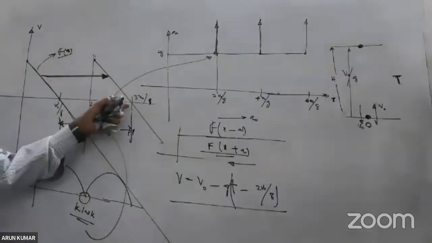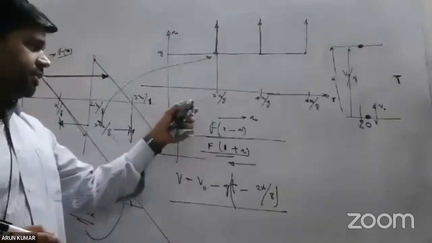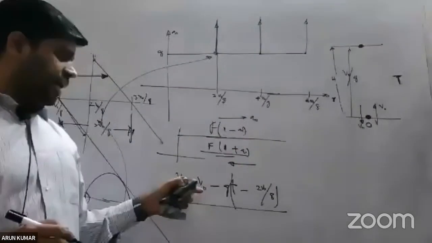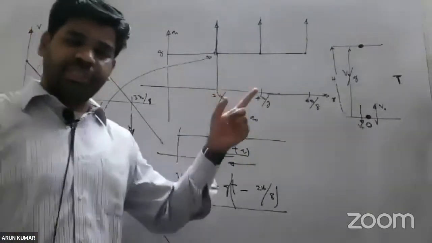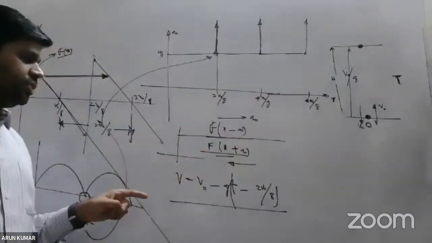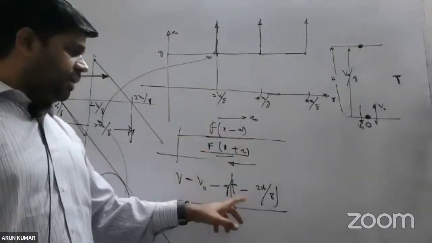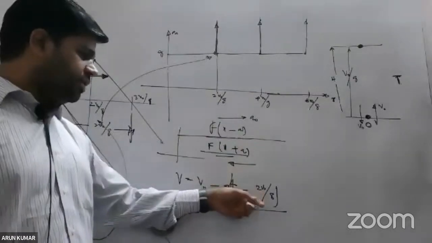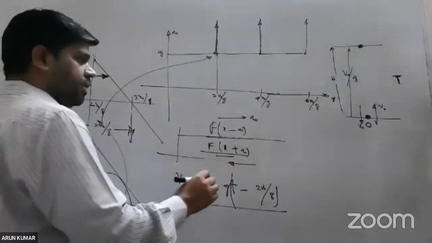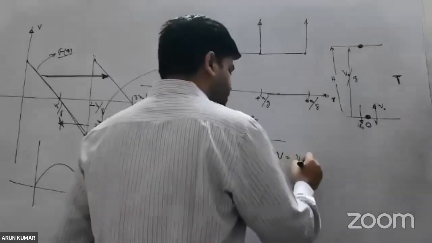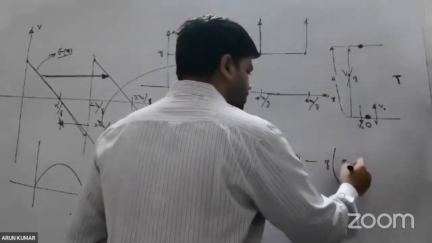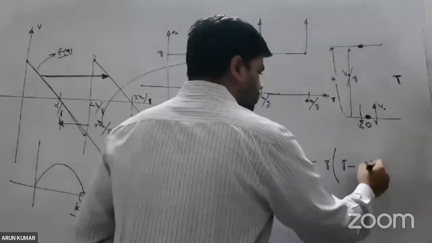After the first bounce. The third line will be after the second bounce. The fourth line after the third bounce. So the n plus 1th line will be after the nth bounce. So what should the equation be after the nth bounce? If I put n is equal to 1, I should get this one. So the equation would be v is equal to v naught minus g into t minus 2n v naught by g.